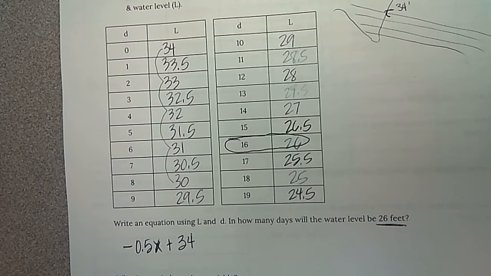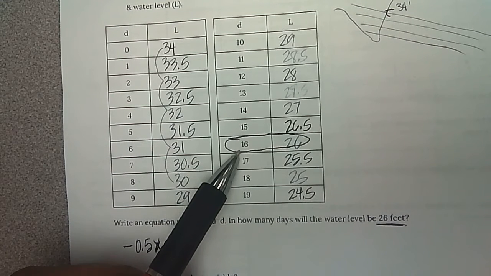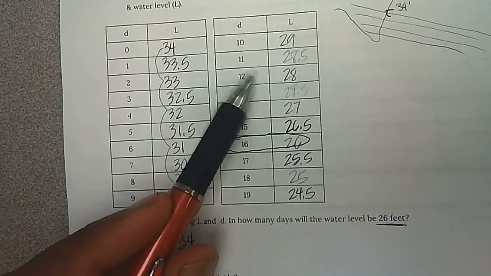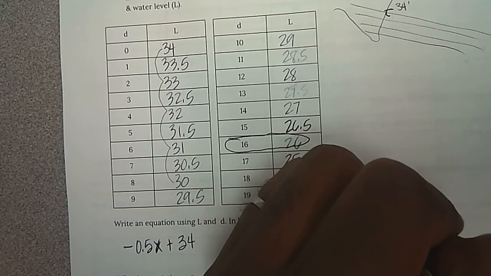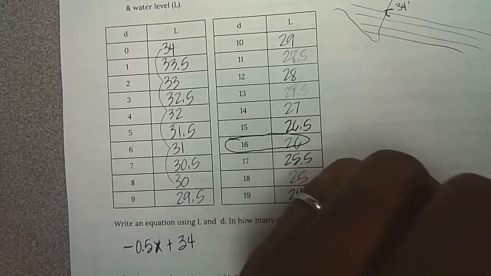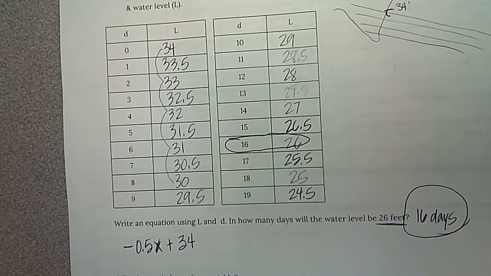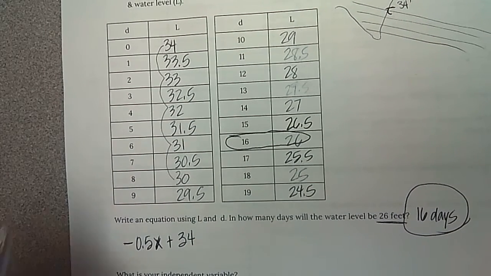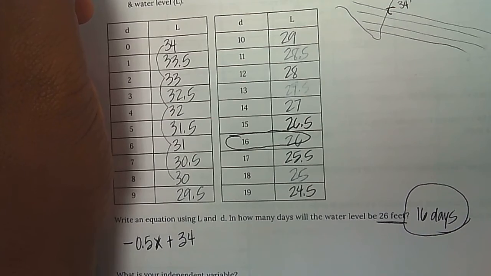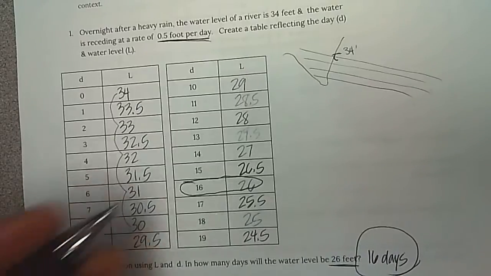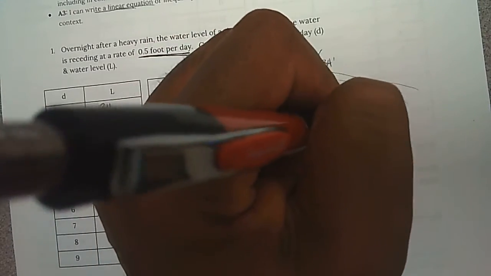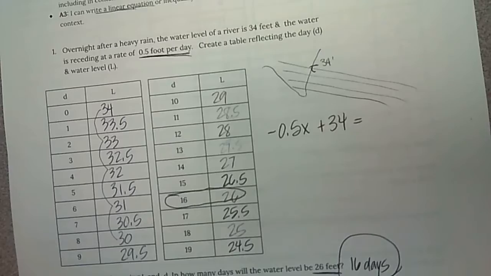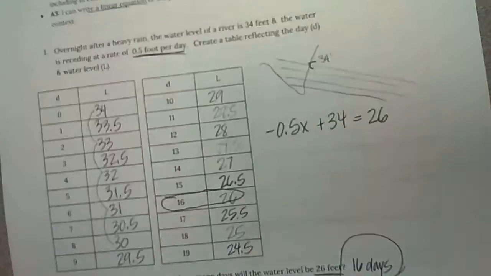Well, on a table, you should be able to tell me what that number means. If you look at that number, it happens to be in the day column. So this should be 16 days. That's what that is. But going back to Unit A, we can solve this. So this is going to be this equation equal to 26 feet.